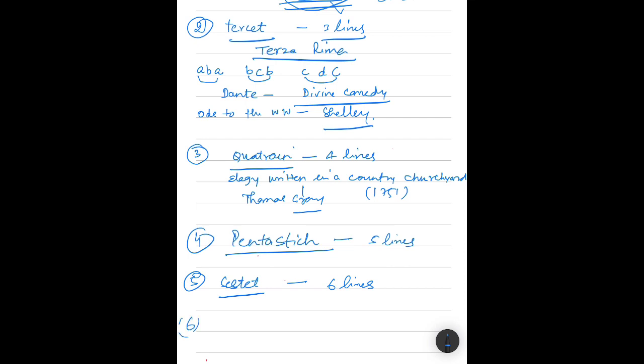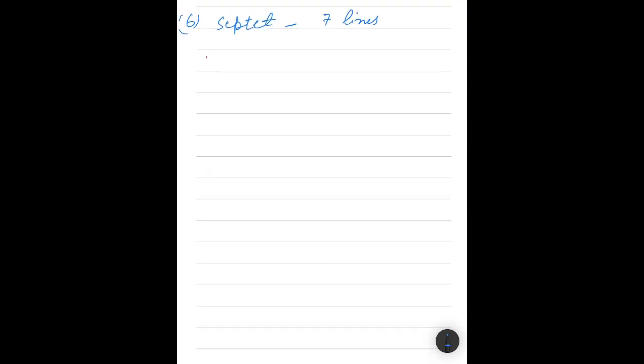Then you can have next septet. Septet is a stanza of 7 lines. Now I'm going to tell you another word that is called rhyme royal. Rhyme royal. It's a stanza form of 7 lines of iambic pentameter, and the rhyme scheme is generally A B A B B C C. We call it rhyme royal. It is named due to its use by King James I of England.